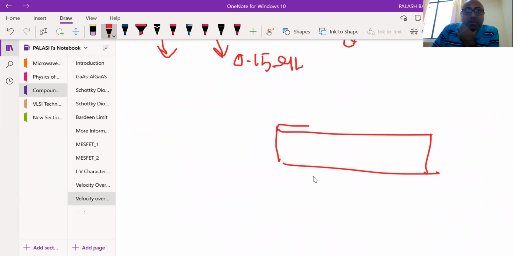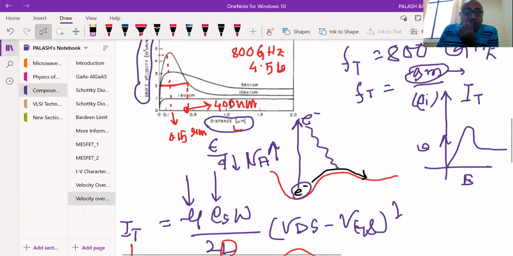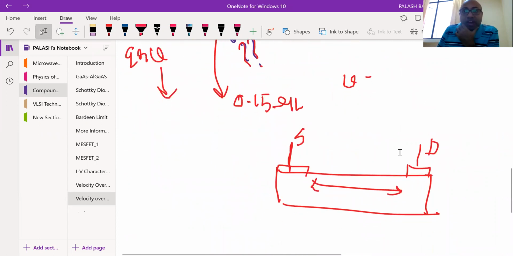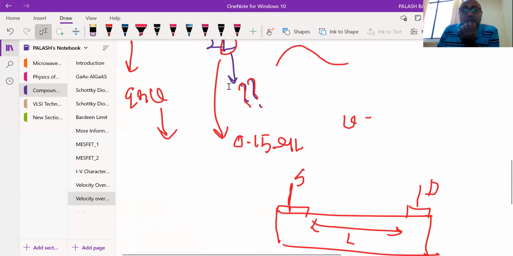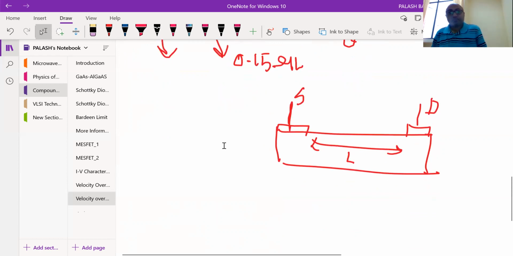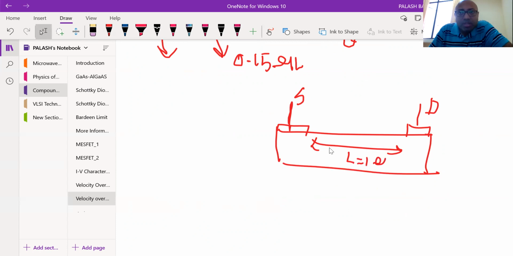Suppose you have a source and drain. So this is source and drain. And suppose the field is 1 kilovolt per centimeter, or 0.555 kilo. So L is maybe 1 micrometer. Suppose L is equal to 1 micrometer, just for an example. So what will happen?